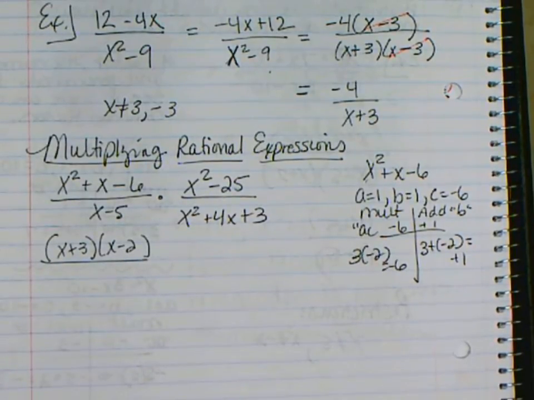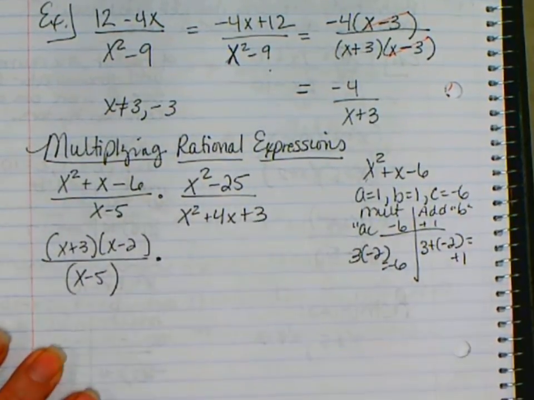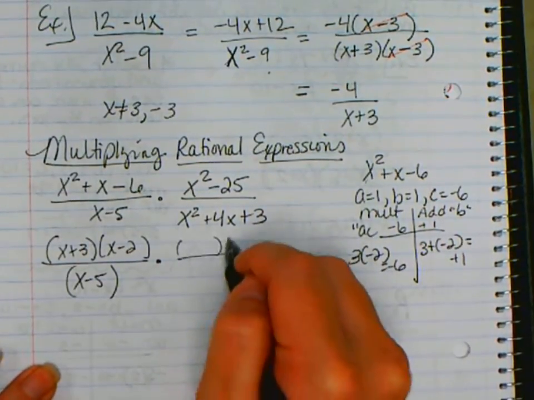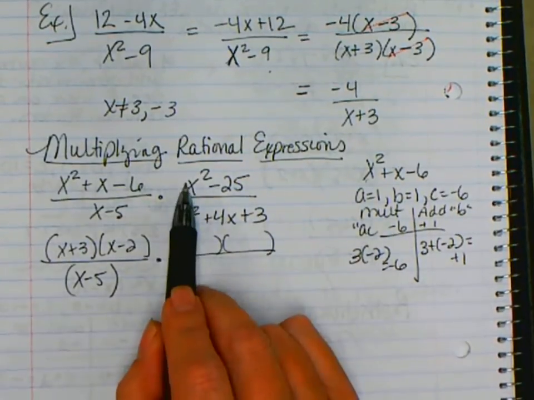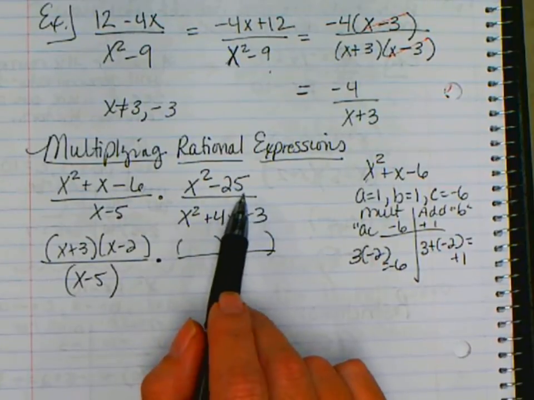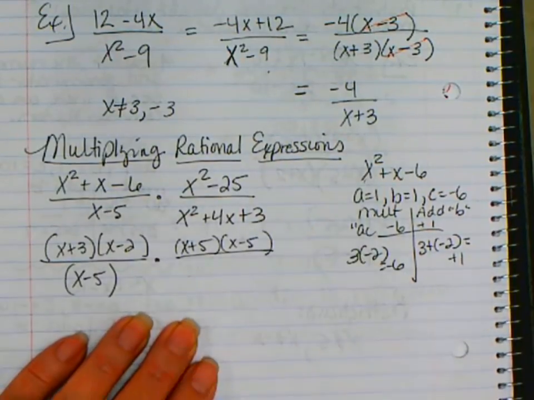Can I factor x minus 5? No. It's a linear polynomial. The only way to factor a linear polynomial is if there's a GCF. There's not one. So x minus 5 can't be factored. Saved us a little bit of work. What about x squared minus 25? What's that? Difference of two squares, right? So we can factor that easy. We don't even need to do a t-chart divide and slide. You could. A would be 1, B would be 0, and C would be negative 25. But we can recognize it's a difference of two squares. So we know that's going to be x plus 5 and x minus 5, right?